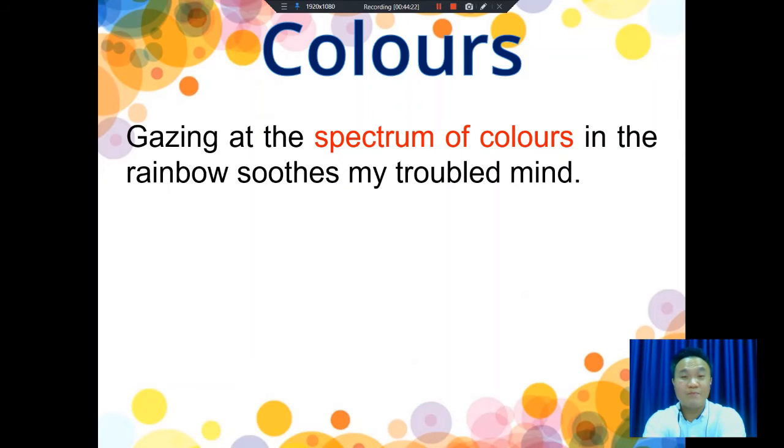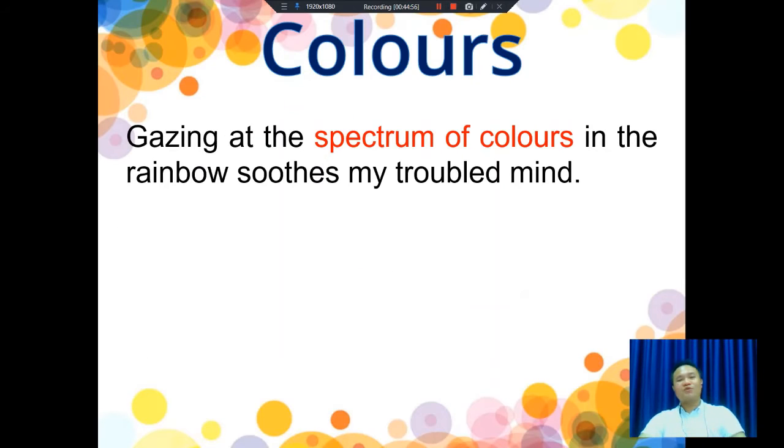We are talking about rainbow. Here I'm using spectrum of colors. You learn this in science, right? The spectrum of colors in the rainbow. So while gazing at it, it soothes your troubled mind. You feel peaceful. So I'm putting the colors here rather than just saying gazing at the rainbow soothes my troubled mind, and we forget about the colors. We are enjoying the rainbow because of the colors.